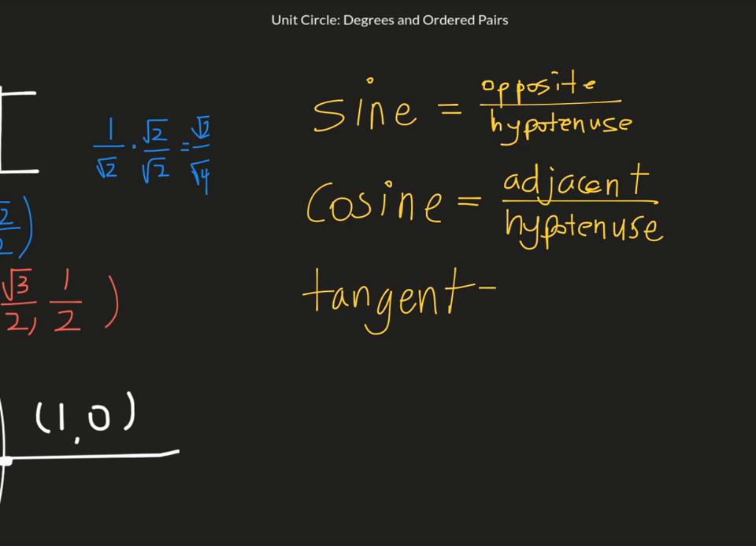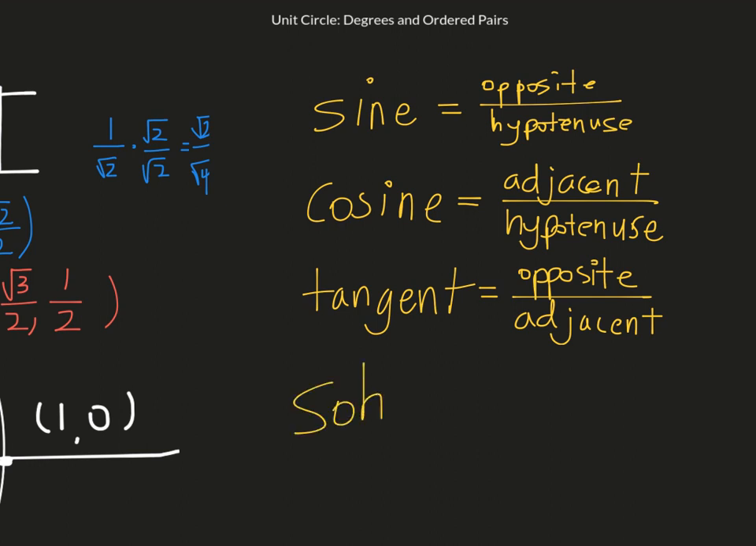And the tangent of an angle is going to be the ratio of the length of the opposite side to the adjacent side. Now, taking the first letter of each of these: S for sine, O and H, C, A and H, T, O and A. This is what people will refer to as Sohcahtoa.